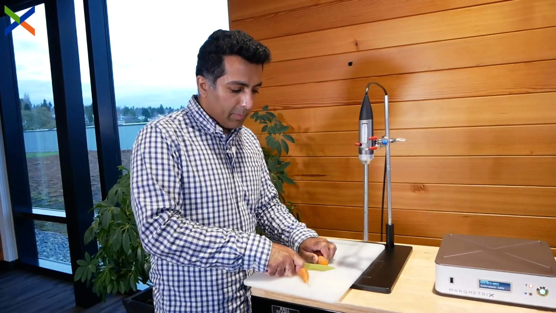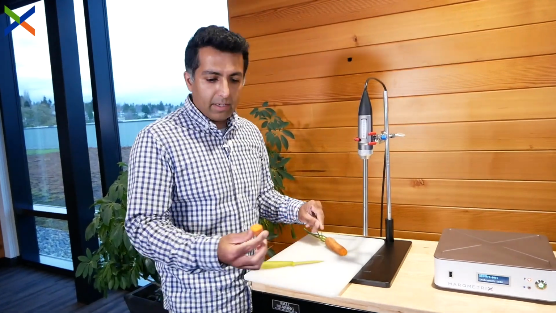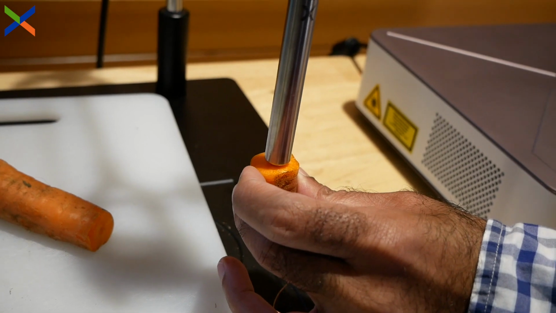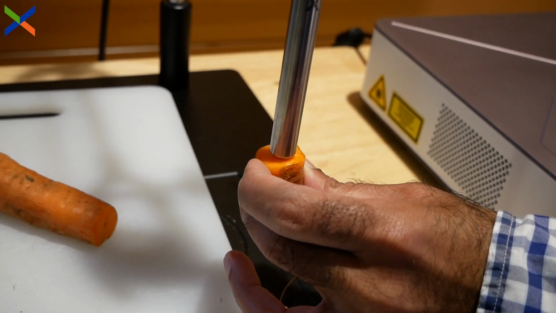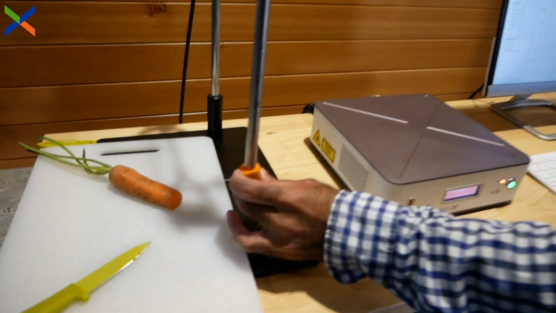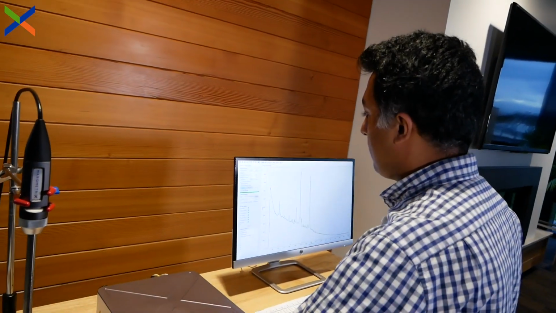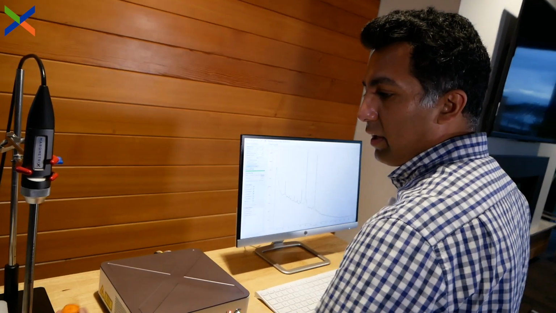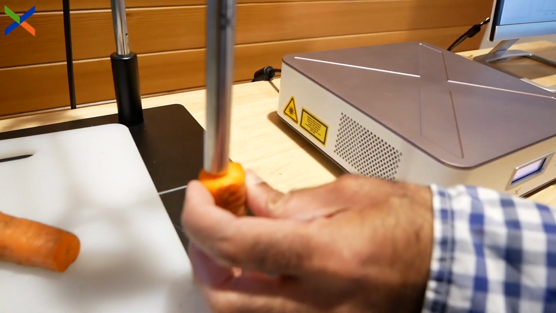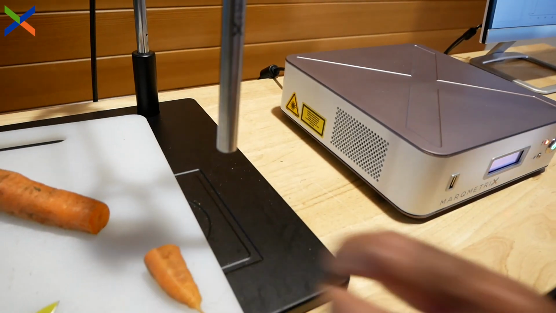Next, we're going to chop up the carrot. Taking Raman spectra of a carrot or a sweet potato is super easy. There's barely any sample prep. I chopped up the vegetables, and all I need to do is take a measurement by touching the probe to the carrot, and I get another spectrum from the carrot within a couple seconds.